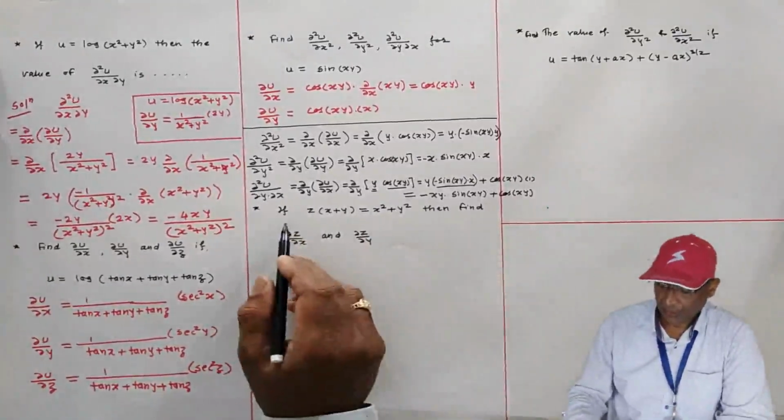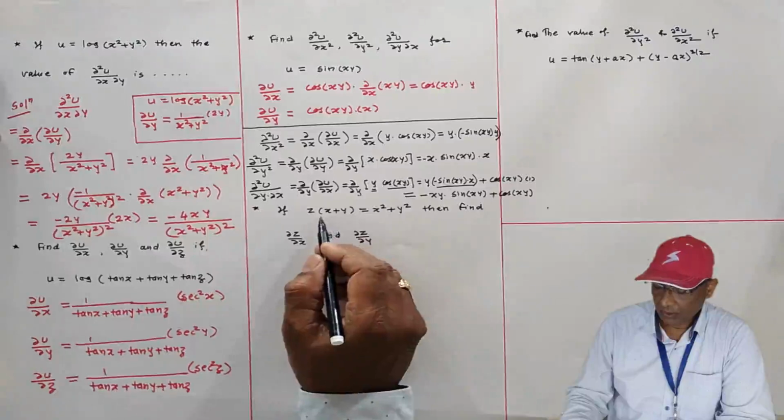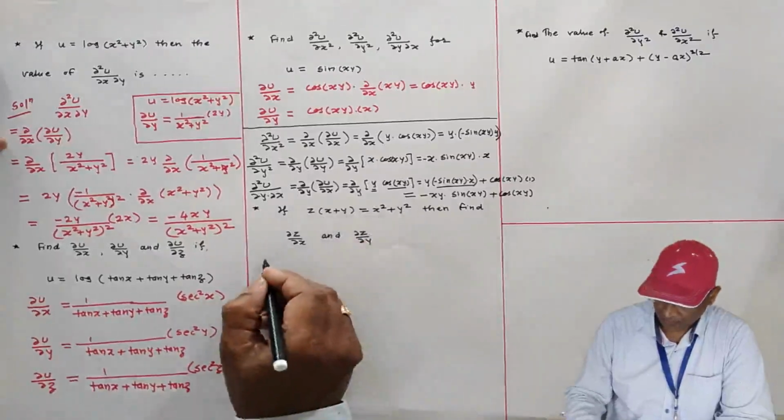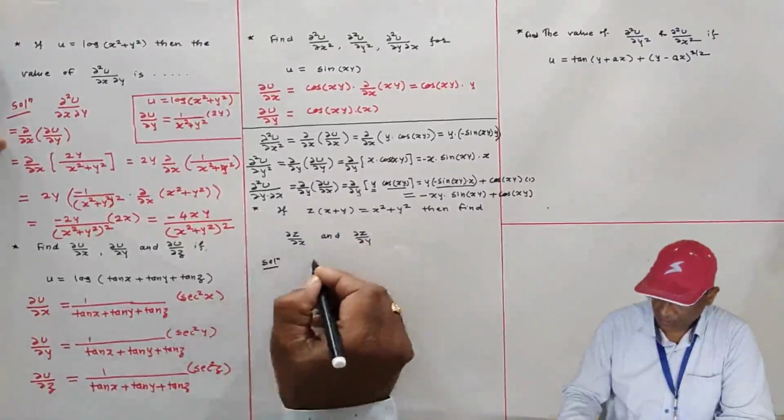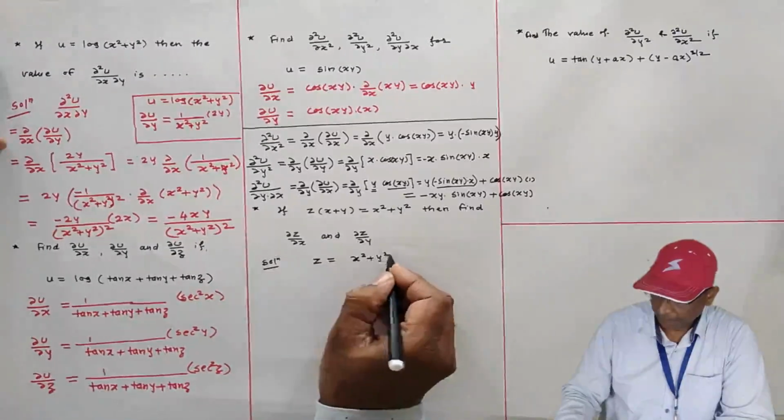Here also, next sum, if z is equal to x square plus y square, here z is equal to x square plus y square by x plus y.